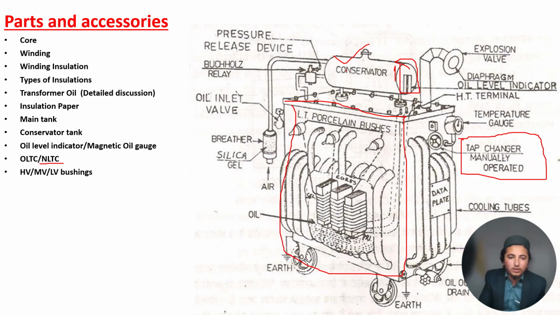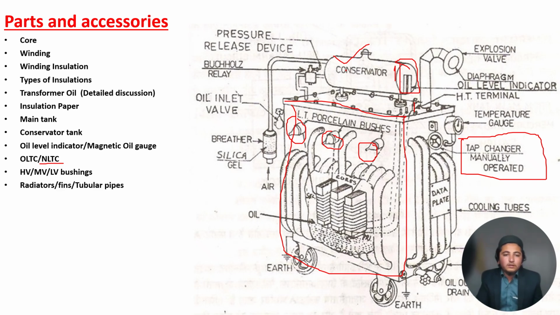The next one is HV and MV bushing. This is the high side terminal of the transformer, and these all have bushings. This is a bushing of the transformer. This is a bushing of the transformer. This is the LT bushing, and this side has the HT bushing.